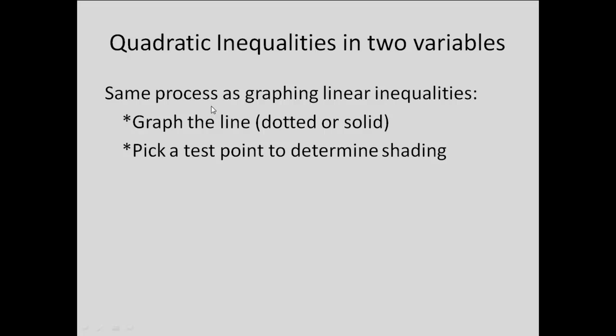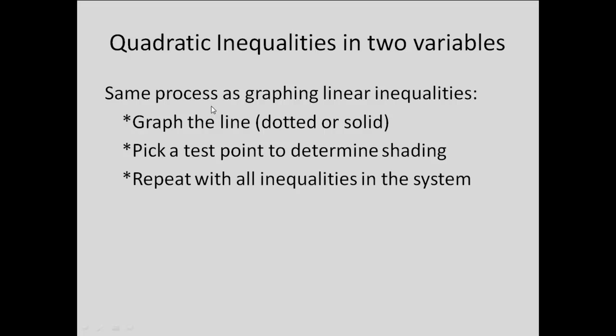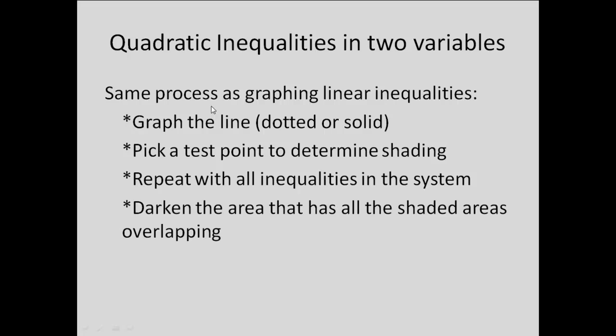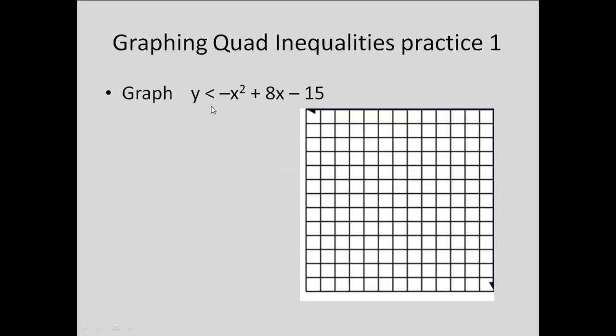Then you pick a test point to determine where to do your shading. And then you repeat the process with all the inequalities that are in your system. Once you have all the inequalities graphed, you darken the area that has all the overlap, and that would be where your solution is. So we're going to start out just by graphing one inequality, and we have y is less than negative x squared plus 8x minus 15.